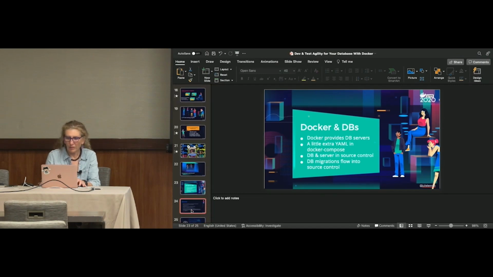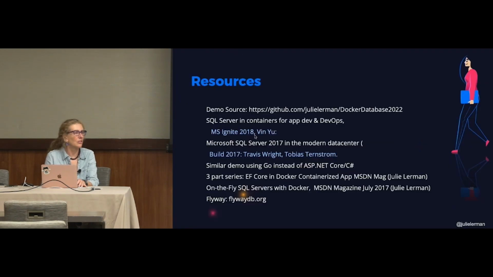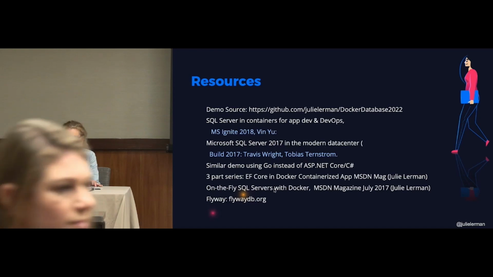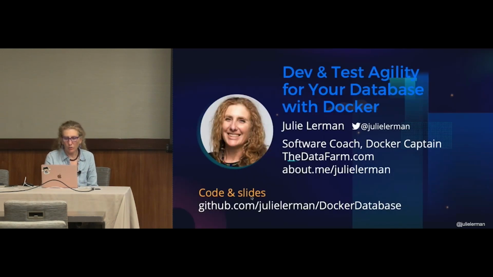So there's the summary screen. There's the resources slide, so you have access to that. All the code and even this PowerPoint presentation are all in my GitHub repository I created. Oh, I think it's still private, because I just recreated it. So I just have to make it public, but it's just my GitHub repository Docker database. So pretty cool stuff, right?